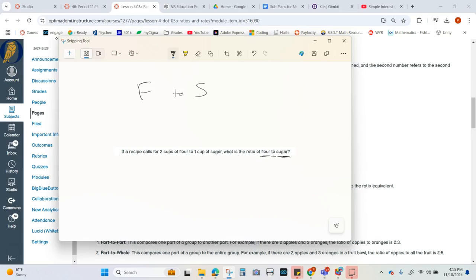Now let's find our numbers. Looks like this number talks about flour, 2 cups of flour, and this talks about sugar, 1 cup of sugar. So 2 cups of flour, I like using the colon, 1 cup of sugar. Woohoo! Done.